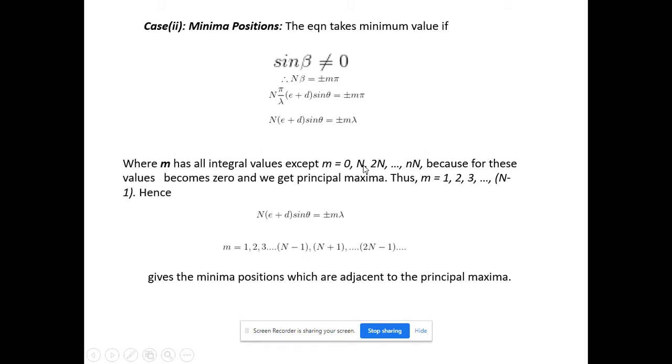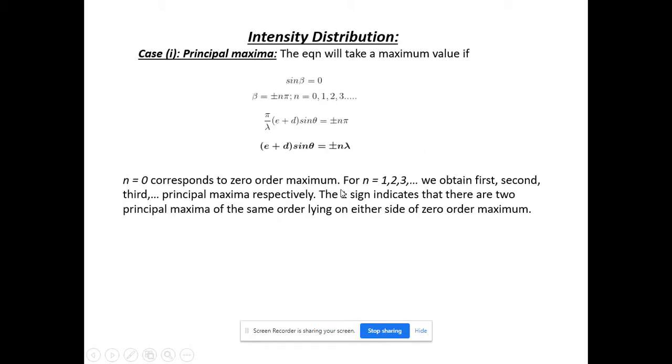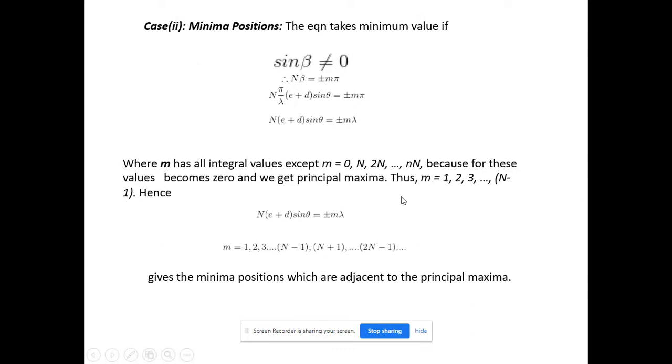So you can see that for beta equal to 0, plus minus pi, plus minus 2 pi, plus minus 3 pi, there is an infinite number of principal maxima, and in between any two principal maxima, there are N minus 1 minima. These are the conditions for minima: m equal to 1, 2, 3, N minus 1, then N plus 1, 2N minus 1, and so on. This will give me the minima positions which are adjacent to principal maxima.